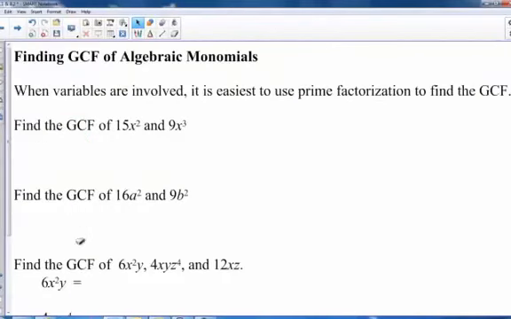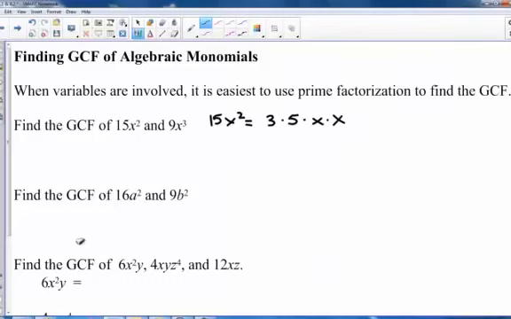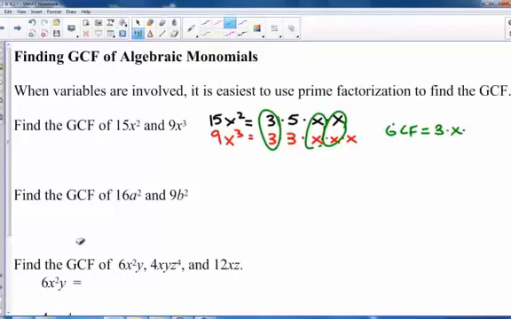Alright, so we're going to find the greatest common factor of 15x squared and 9x cubed. Now, are you at a point where we know that 15 is 3 times 5? If not, go ahead and make the whole factor tree. And we know that 9 is 3 times 3. And then we've got x cubed. We're going to circle everything in common. That's 1, 3, and 2 x's. So our greatest common factor is 3 times x.